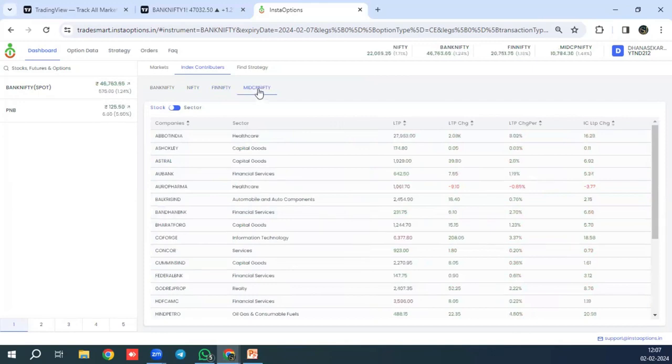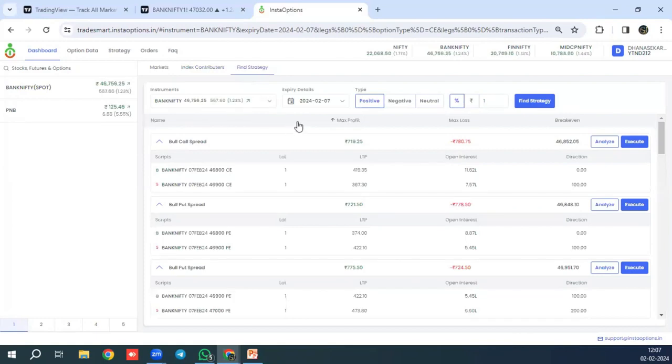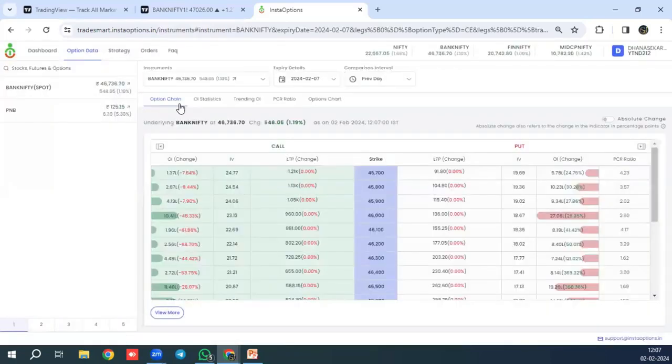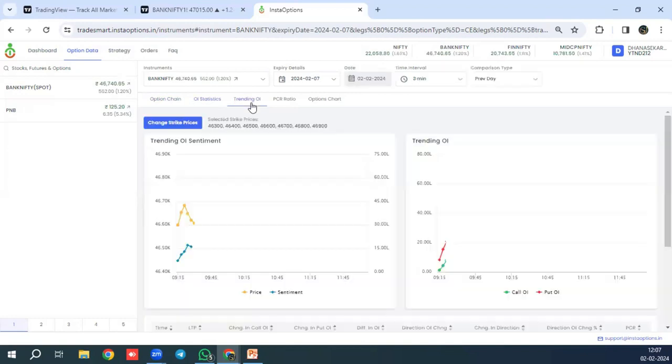So once you find your direction, then you can go to find strategy. And if you are positive, if you are bullish, then you can select which index or stock, and then you can select the expiry and you can find the strategy. Now let me change to negative, and we can go to find strategies, and you can execute the trades according to your view. Okay, so after this, we have options data, we have option chain, OA statistics, and trending OI.